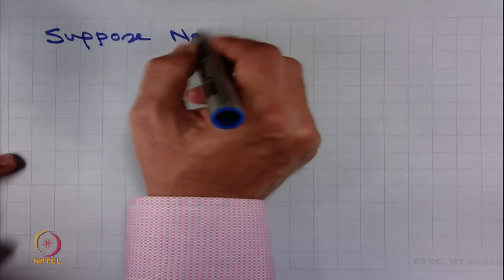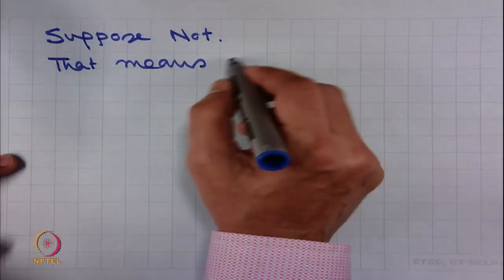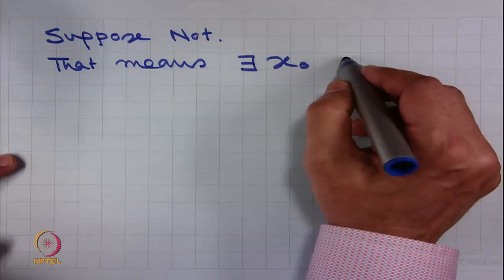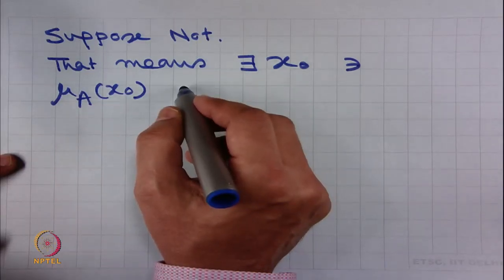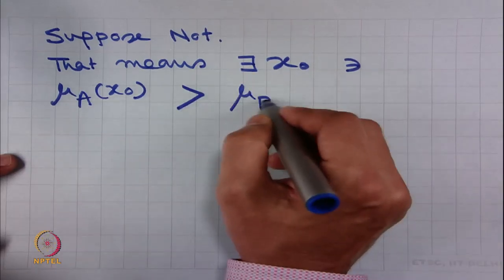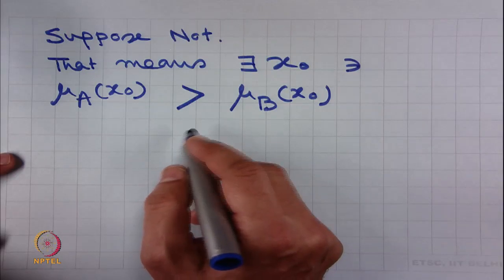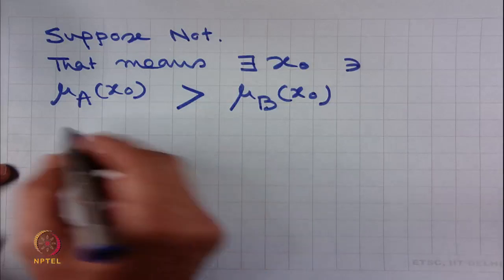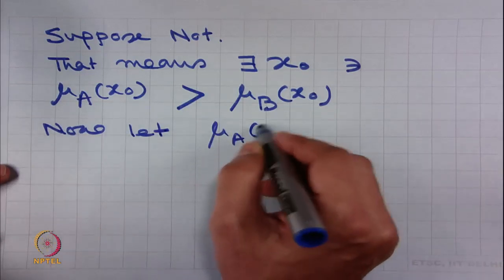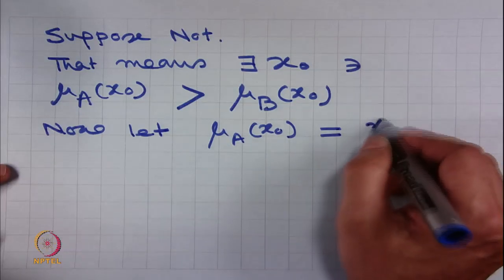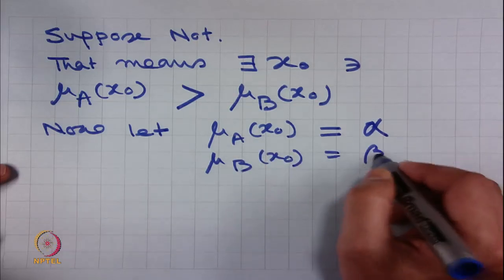Suppose not. That means there exists x naught such that membership of A of x naught is greater than membership of B of x naught. Only in that case we can say that A is not contained in B. Now, let mu A of x naught be equal to alpha and mu B of x naught be equal to beta.